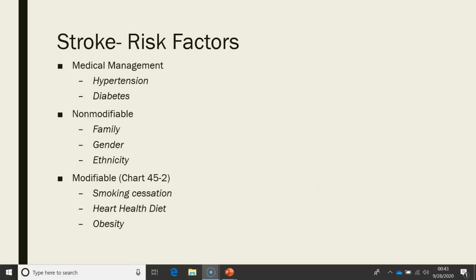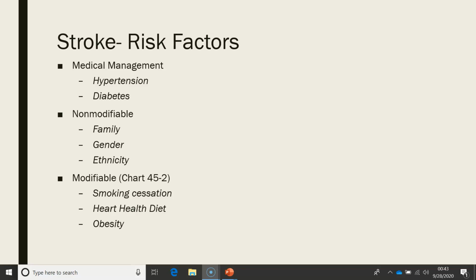So what are the risk factors for a stroke? There are 3 types of risk factors for stroke. There are those that can be managed medically, there are non-modifiable ones, and then there are modifiable risk factors. For the ones that can be managed with medical management, that would be hypertension and diabetes. Because if both hypertension and diabetes are in control, then the patient is at less risk for stroke. Non-modifiable would be family history, gender, and ethnicity.